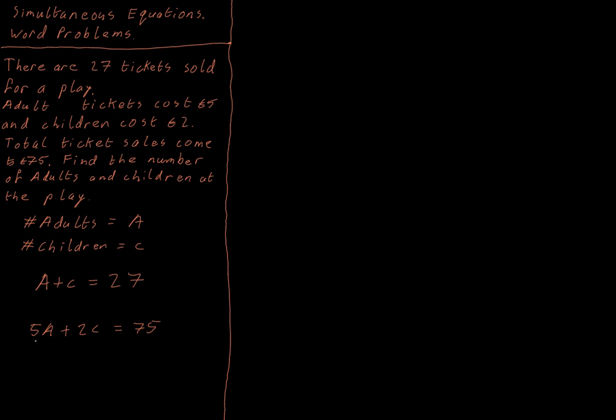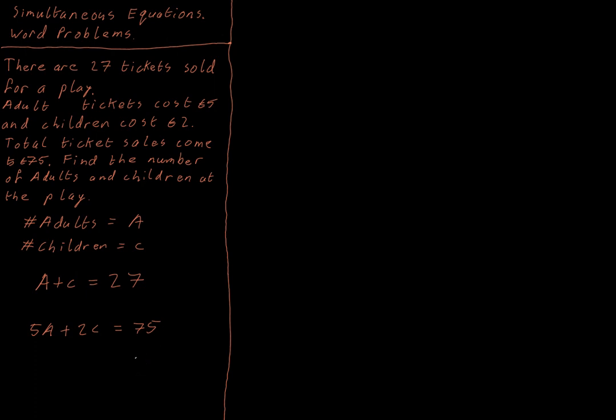Again, I know that every adult ticket brings in €5. Every child that goes gets €2. And if I add those two totals up together, I have to get €75 for all of the money that got made. If I had one adult, I'd get €5. If I had two adults, I'd have €10. And so on. And so with the children. And when we add all of that money up together, we have to get 75.